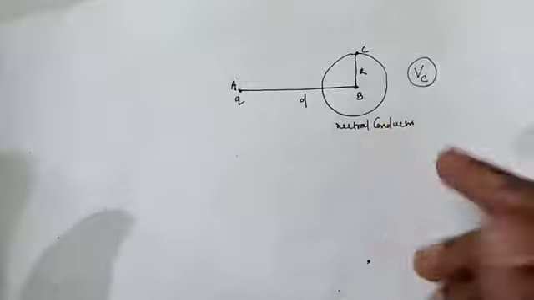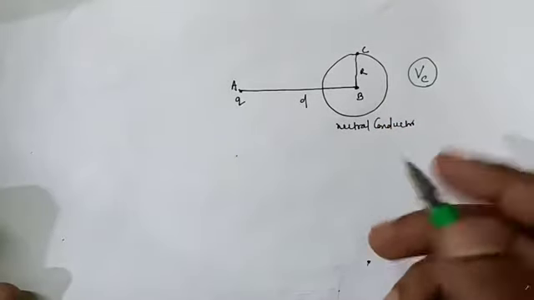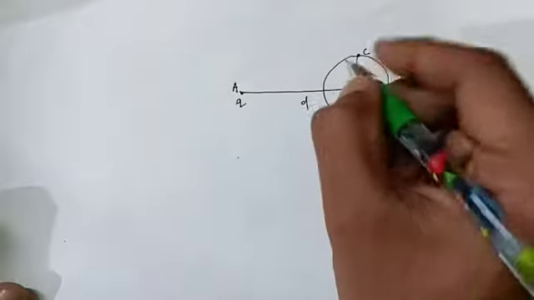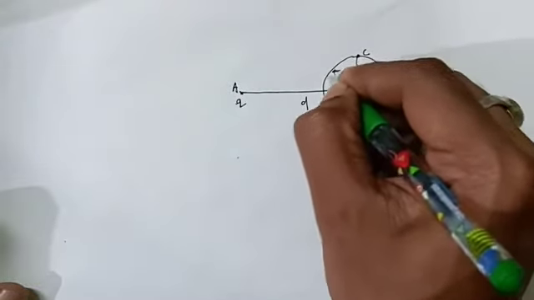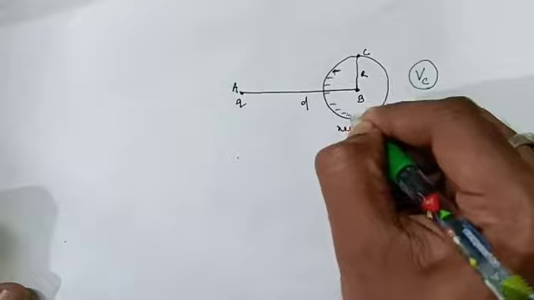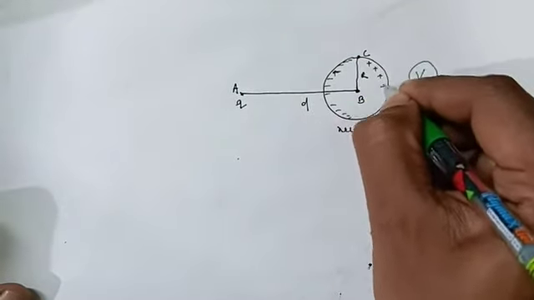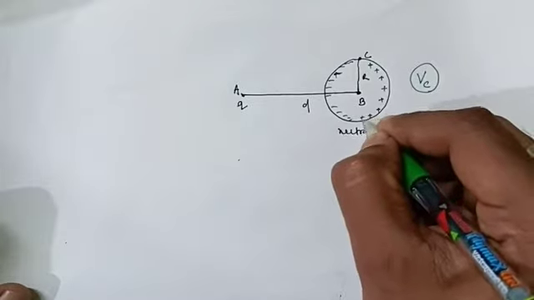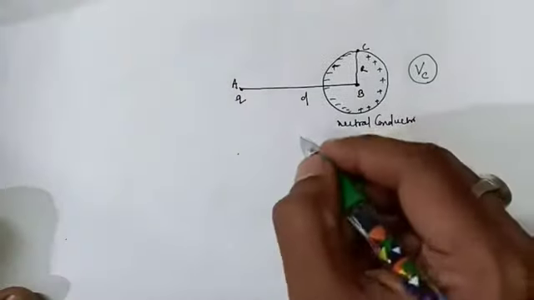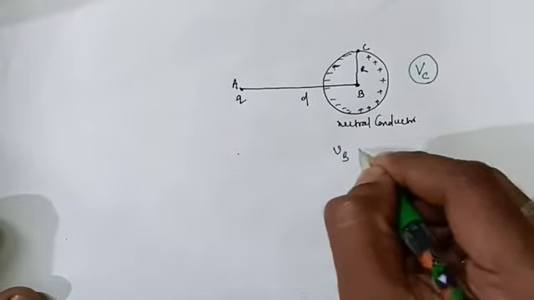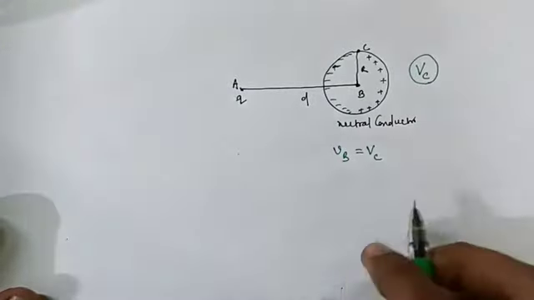Let me do it one more time so that students can easily get these things. I said this is a neutral conductor. Due to this charge there will be some induced charges. Negative charge will be on this side and positive charges on this side of the conductor. And I know conductors behave like an equipotential surface. So the potential of B is nothing but the potential of C.